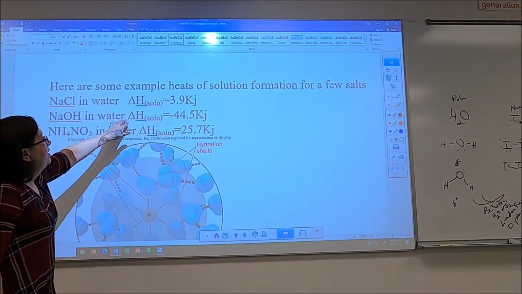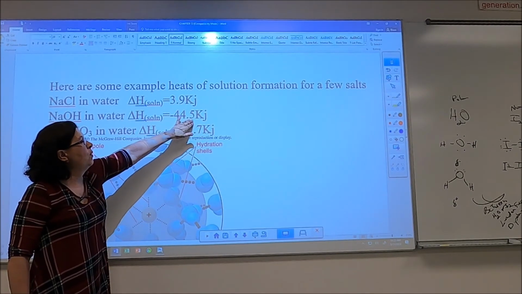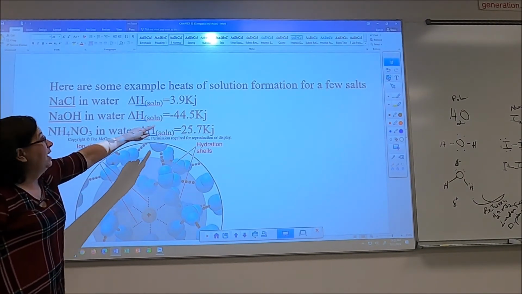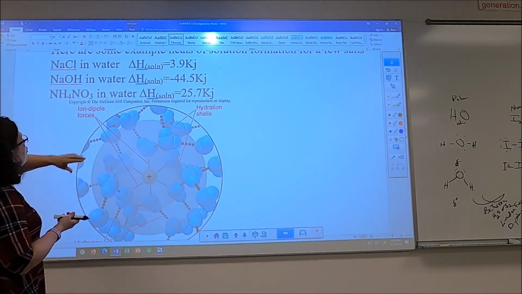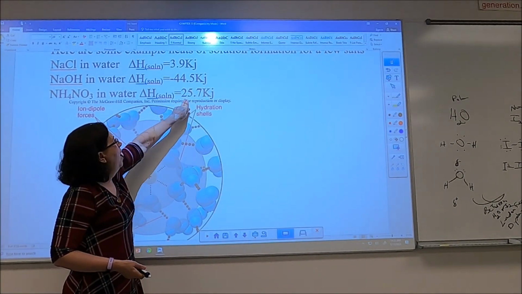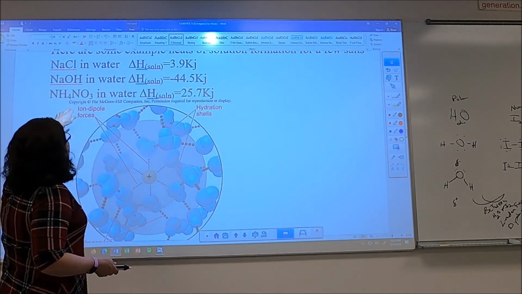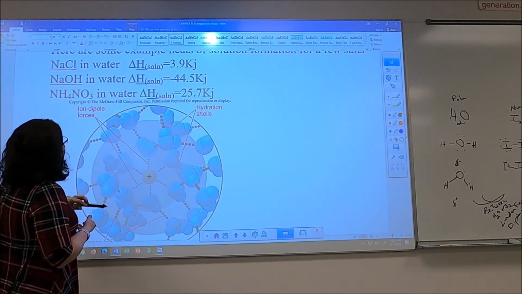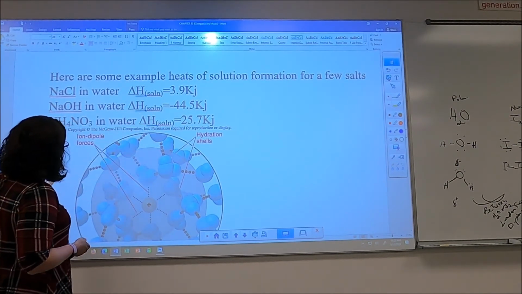Sodium hydroxide dissolves well in water. It has a delta H of minus 44.3 kilojoules. Exothermic, perfect. Ammonium nitrate has a positive delta H, but it's not huge still. It actually dissolves fairly well in water, but the value is still pretty small.